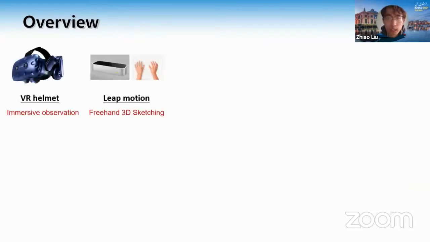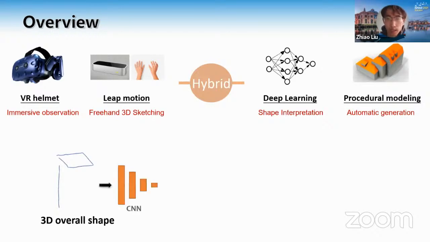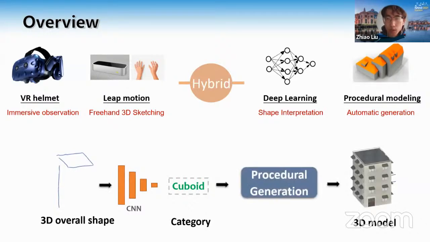In our work, with the aid of recent VR devices, we designed a hybrid system for modeling 3D buildings that integrates the power of freehand 3D sketching with deep learning and automated procedural generation technologies. Concretely, the user first draws a few 3D keystrokes in midair to outline the desired building shapes, and then a neural network is used to predict the most possible types from the strokes. For this example, it is identified as a cube shape. And finally, we use a grammar-based generation algorithm to produce a detailed mesh model automatically.